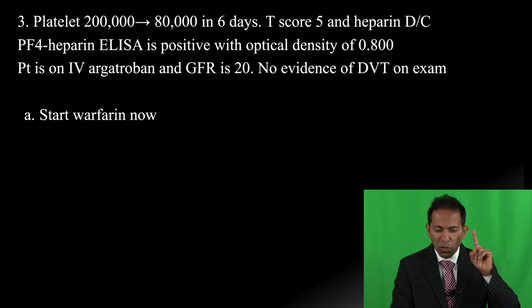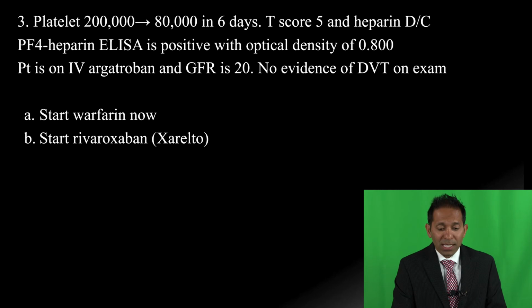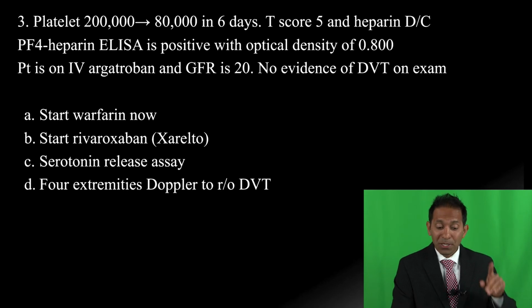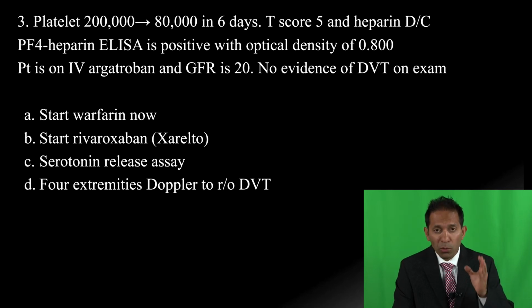Option A, start patient on warfarin now. Patient's platelet count is 80,000. Option B, start patient on rivaroxaban, trade name Xarelto. Option C, order serotonin release assay. Option D, order 4 extremity venous Doppler to rule out DVT. So here the right answer is option C.